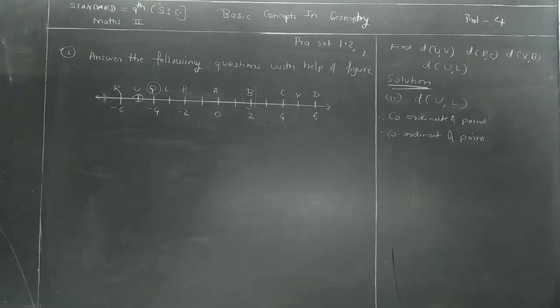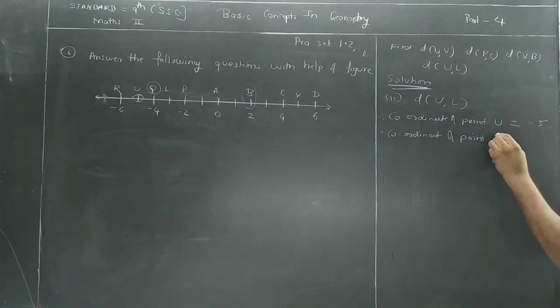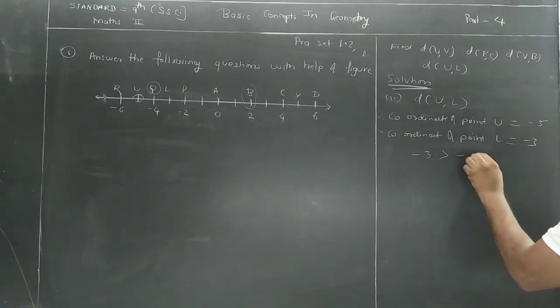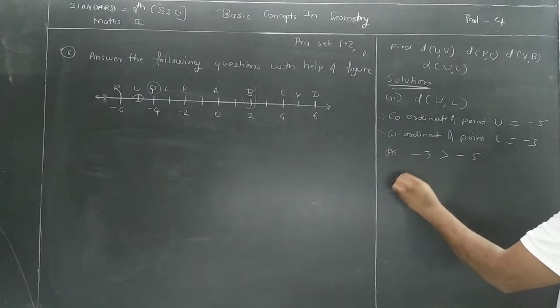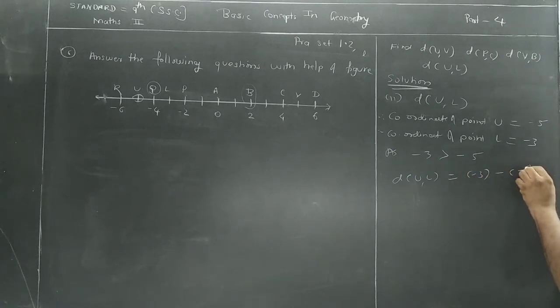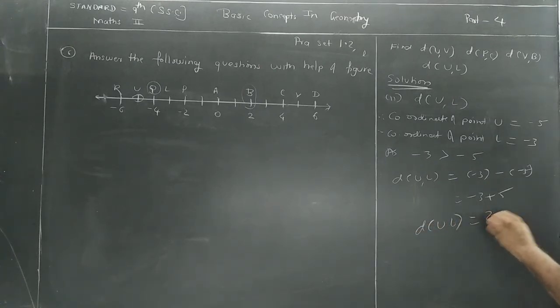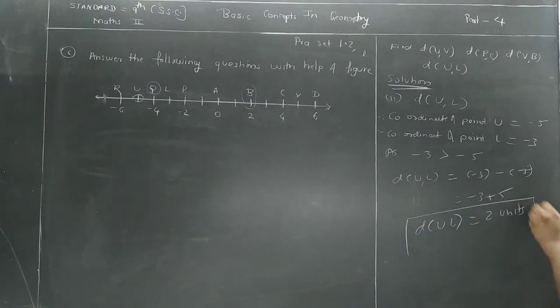Now the last question is distance UL. Coordinate of point U. U is this one. U is how much? -5. L is -3. So -3 is greater than -5. The distance UL is equal to -3 minus -5, which is -3 plus 5. Distance UL is equal to 2 units. Plus minus: 5 minus 3 is 2, and the sign of the greater number.